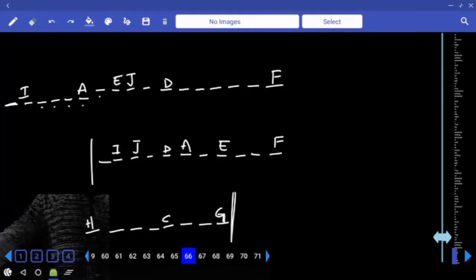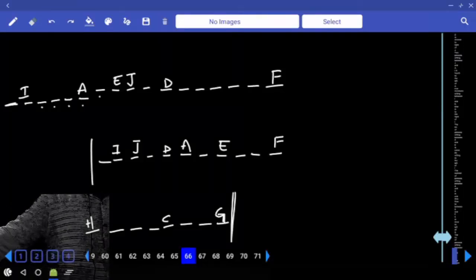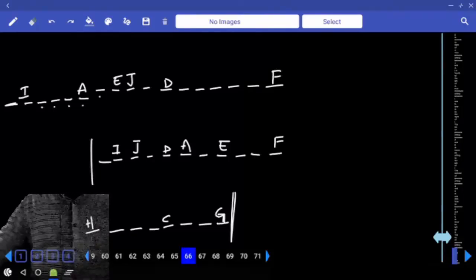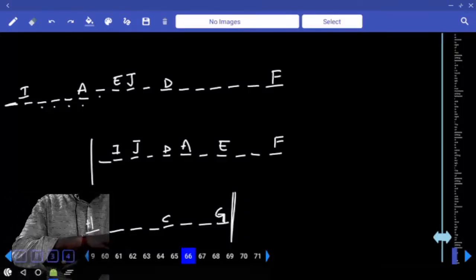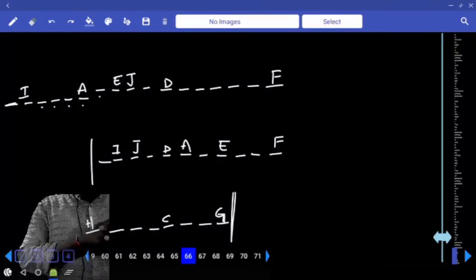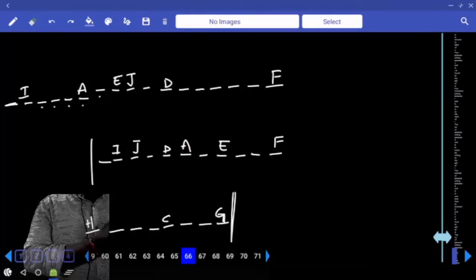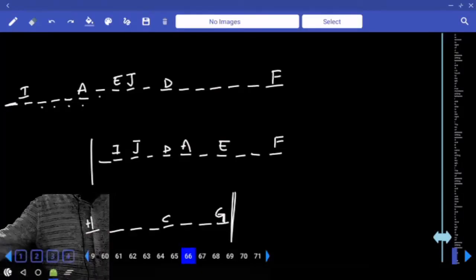B sits exactly between H and F. The number of persons sitting between D and B is double the number of persons sitting between D and A. So number of persons between D and A, how many?